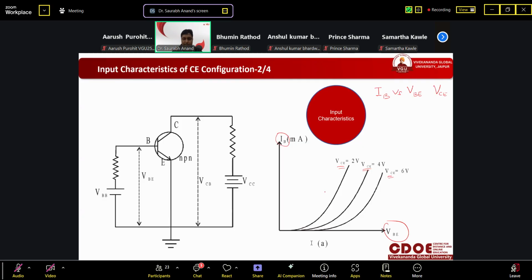So in this case, what we are saying is that at low input value, the current is increasing like this. But after increasing the output voltage, the current increased again. Output voltage is continuously increasing, but at a higher value of VBE, the current is increasing. This is like that.